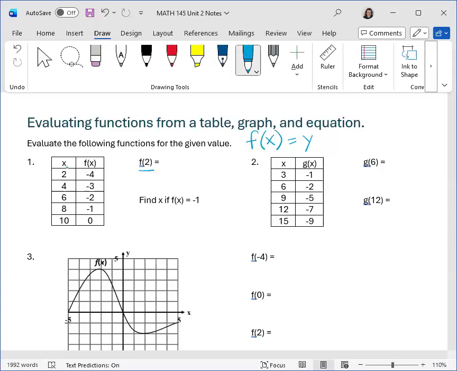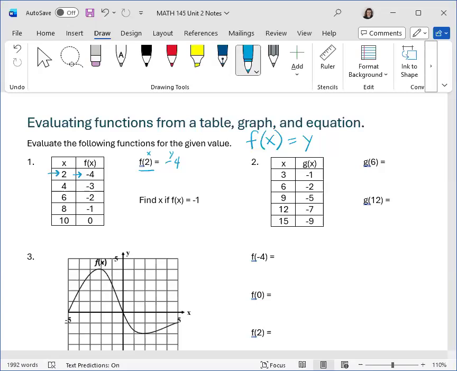So if we look at the chart here, the t-chart, we have the first value when x is 2, y is -4. So that's how we evaluate a function from a table. We look to see what is the x and what is the y value associated with it.